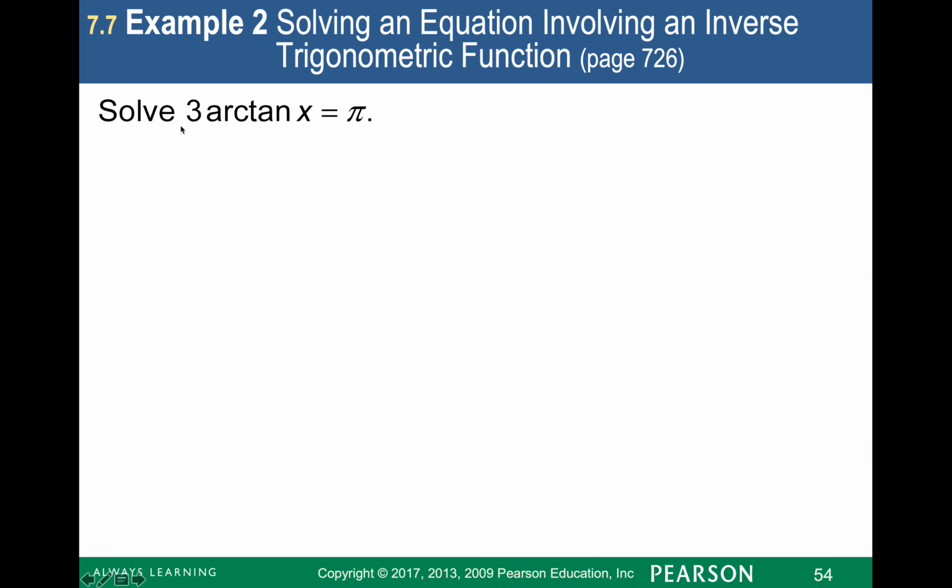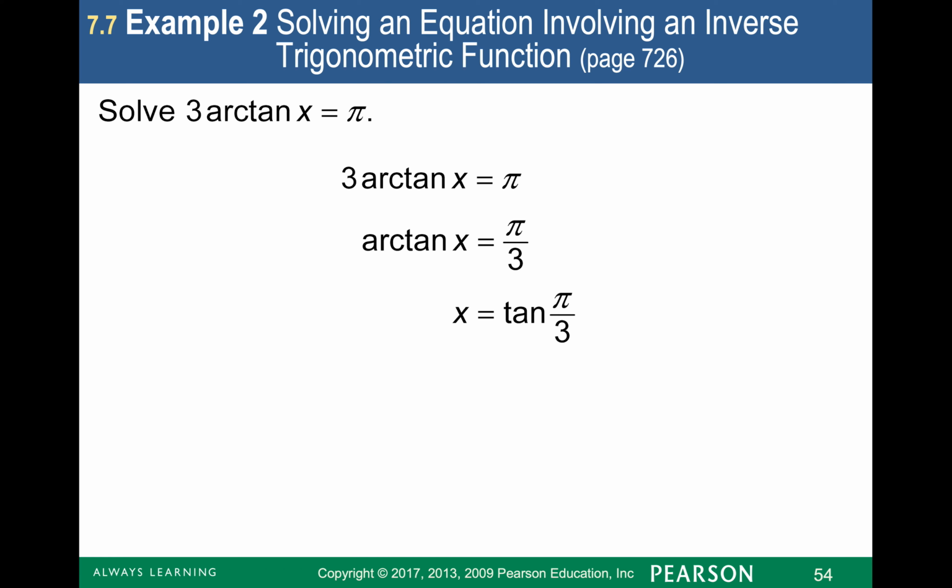What about this one? Now I have 3 arctan of x equals pi. So I want to divide both sides by 3 first, and then I have arctangent of x equals pi over 3. I can't divide both sides by arctangent to get x alone. I have to take the tangent of both sides. So if I have tangent and I'm trying to get rid of tangent, I take the tangent inverse. If I have tangent inverse and I'm trying to get rid of it, I take the tangent of both sides.